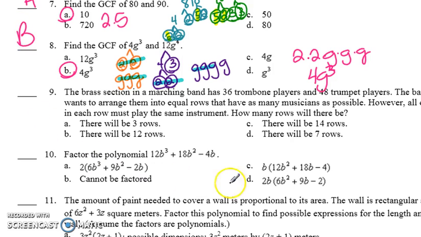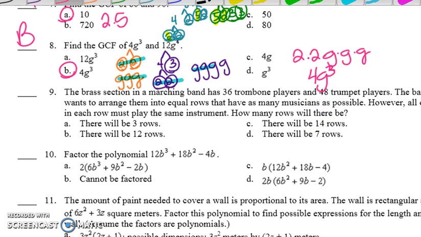Number 9, the brass section of the marching band has 36 trombone players and 48 trumpet players. The band director wants to arrange them in equal rows that have as many musicians as possible. However, all of the musicians in each row must play the same instrument. How many rows will there be? Well, my greatest common factor between 36 and 48 is going to be 12.